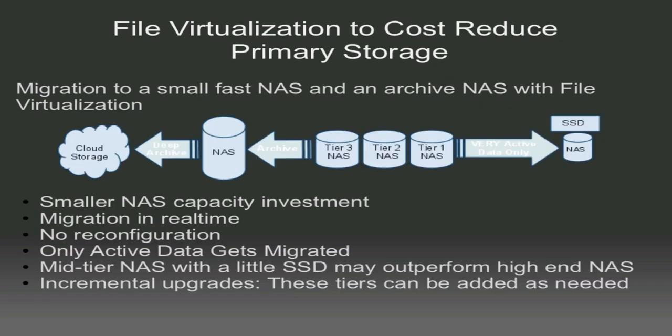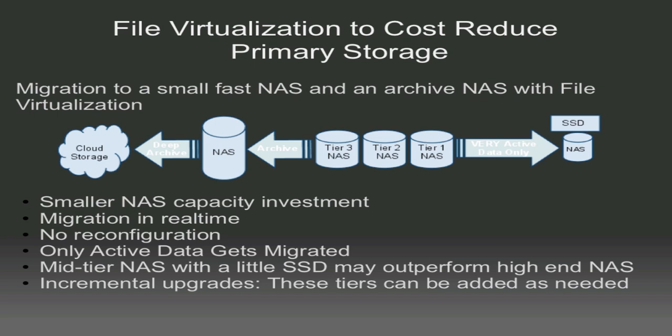Another thing that comes up often is using file virtualization to reduce the cost of primary storage. Let's say you already have that NAS investment, and it could be across multiple tiers of storage. This allows you to migrate to a small fast NAS and then archive to an archive NAS with file virtualization. So in the middle there, we've got our three NASs. They're probably different tiers of quality and service and types of storage.